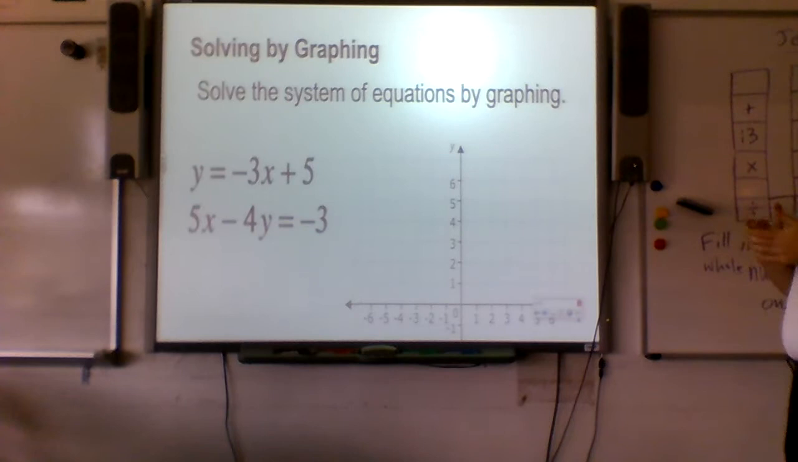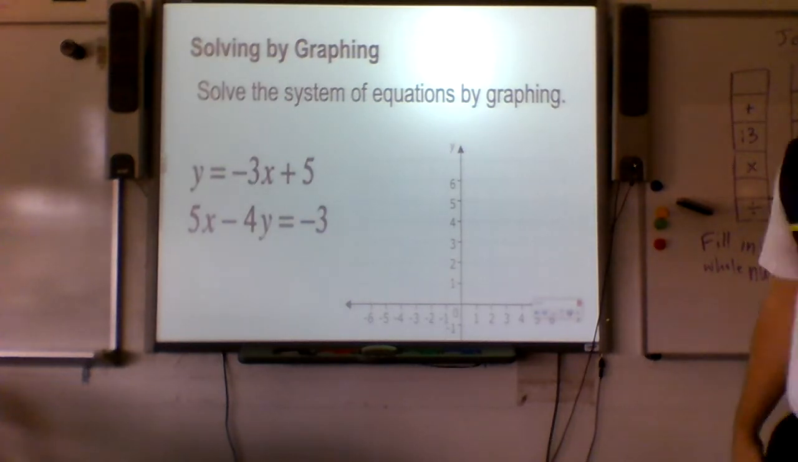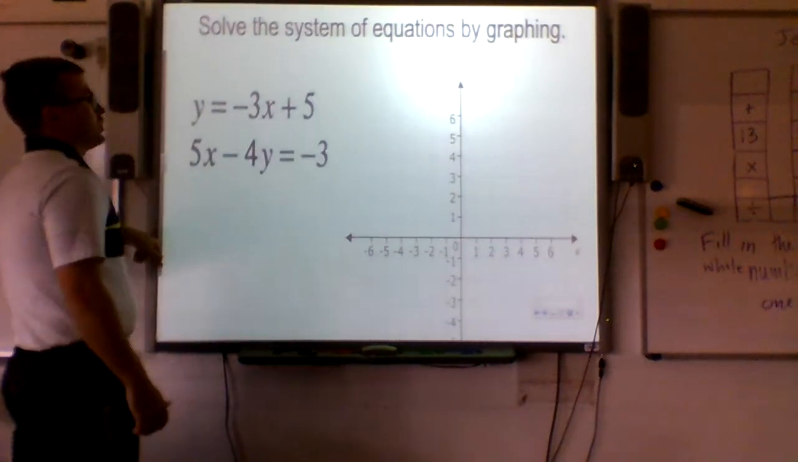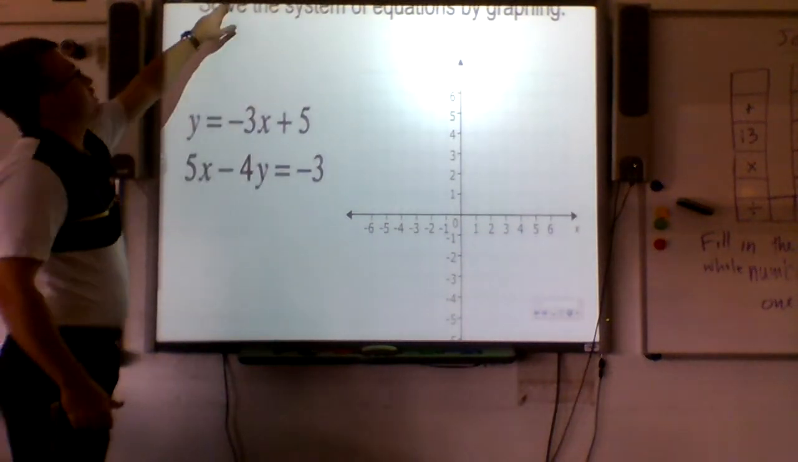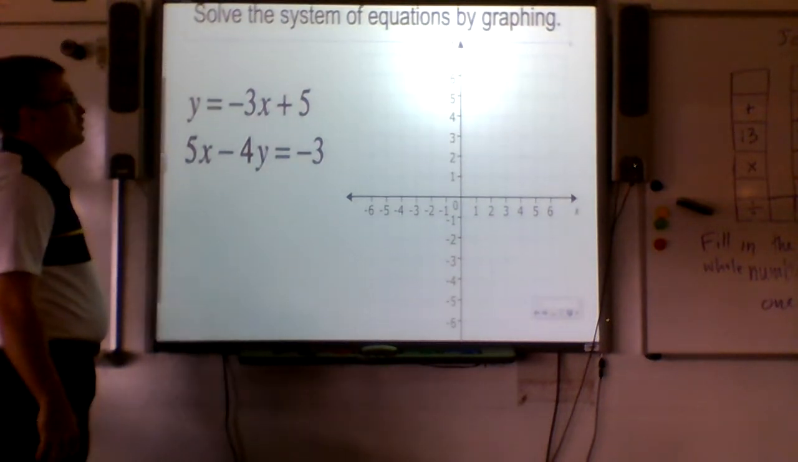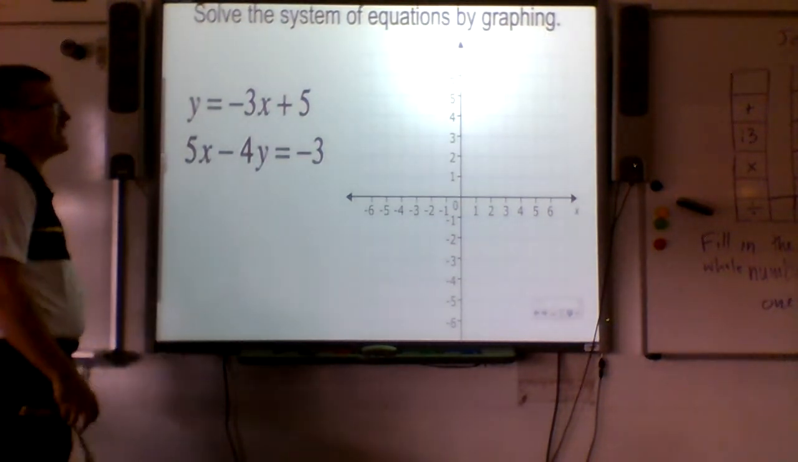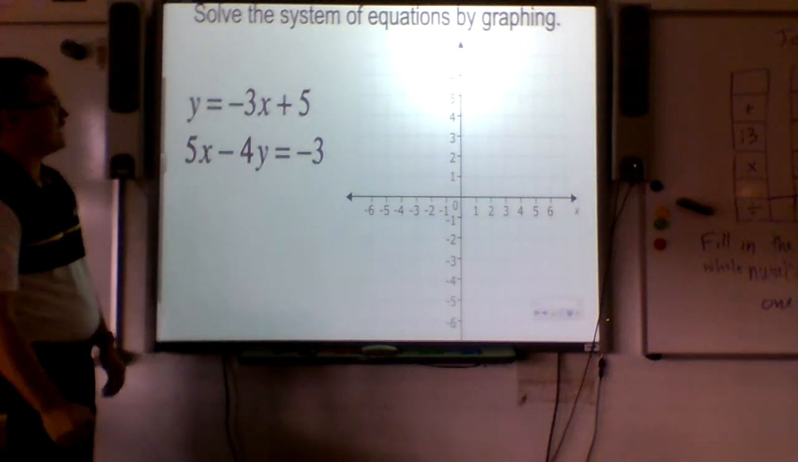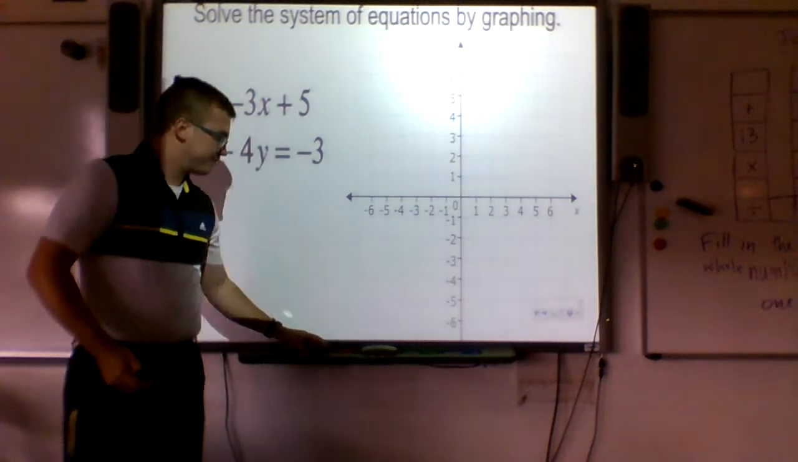All right. So the reason why we've been practicing rewriting in slope-intercept is because a lot of times they're not going to give you an equation in slope-intercept. It's going to look a little bit different. So here we've got another problem where we're solving by graphing. And we've got the two equations. We've got y equals -3x plus 5 and 5x minus 4y equals -3.